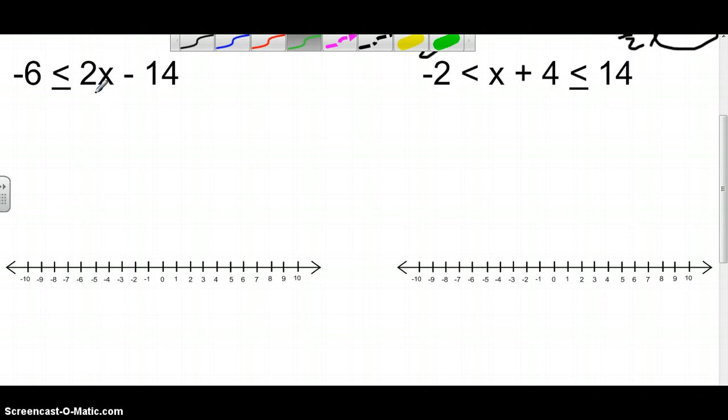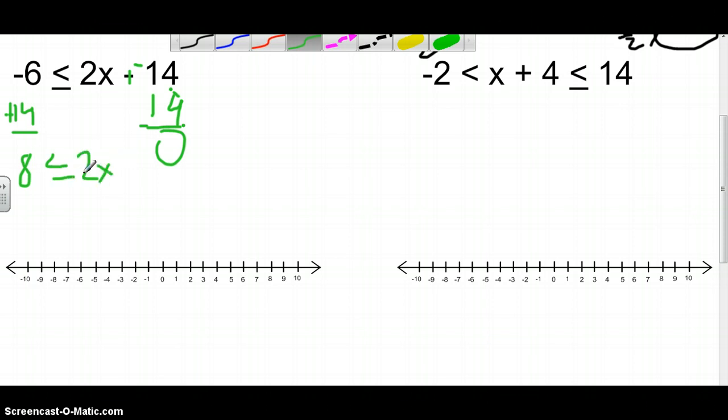So we need to get x by itself. So we got to get rid of all adding and subtracting. So I have minus 14, or sometimes you guys like to do this plus negative. So the opposite of that is adding 14. Negative 14 and positive 14 is 0. So we got to add the 14 here. And again, we have those integers you have to deal with. So negative 6 plus 14 gives me 8. 8 is less than or equal to 2x.